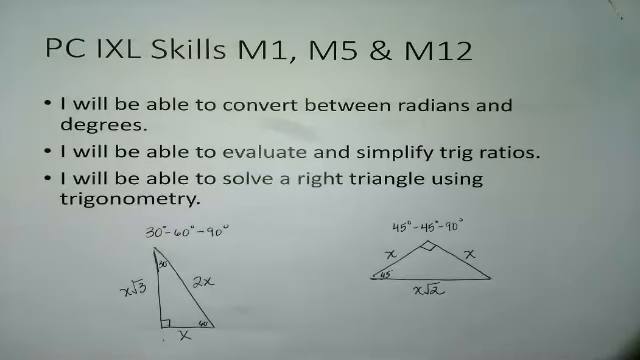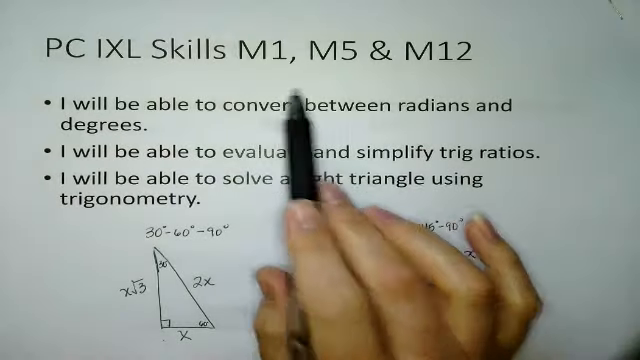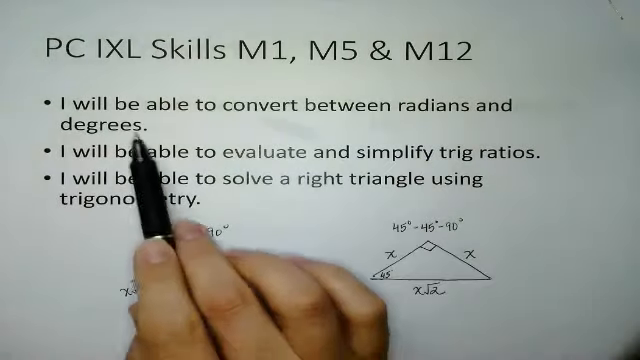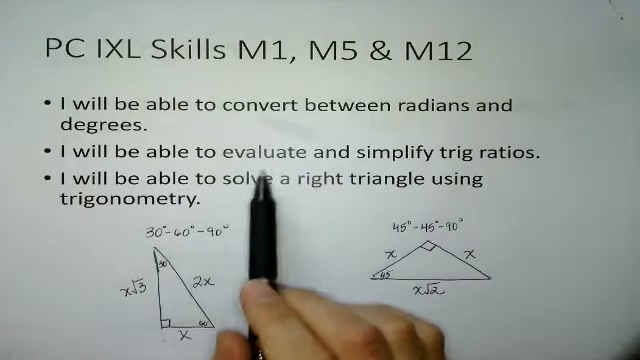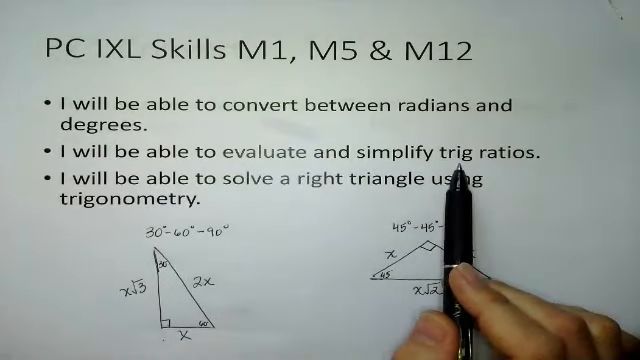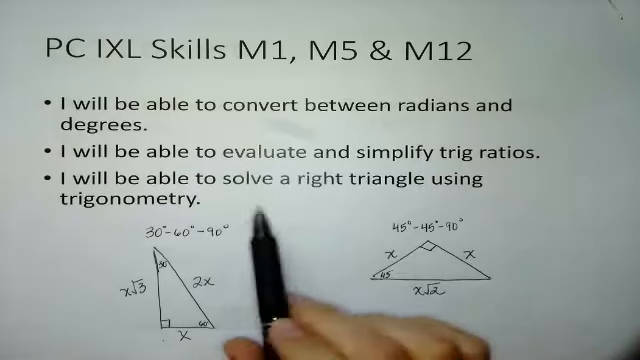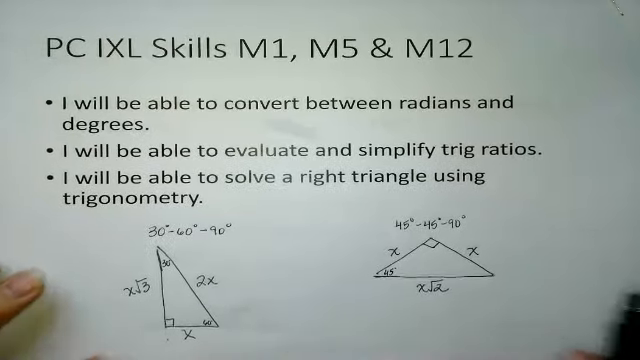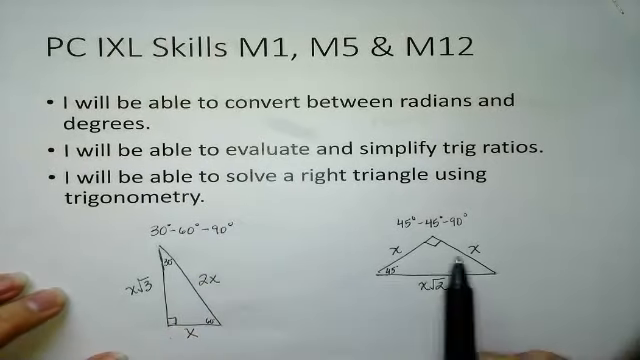So here we're looking at IXL Skills M1, M5, and M12, which is converting between radians and degrees. You already know how to do that. Evaluate and simplify your trig ratios. You already know your trig ratios, so that shouldn't be hard. And then solve a right triangle using trig. Again, it shouldn't be hard. What will be hard is give exact answers.